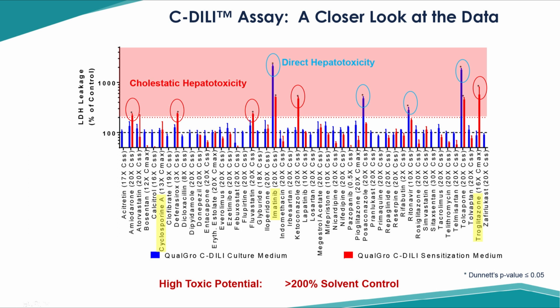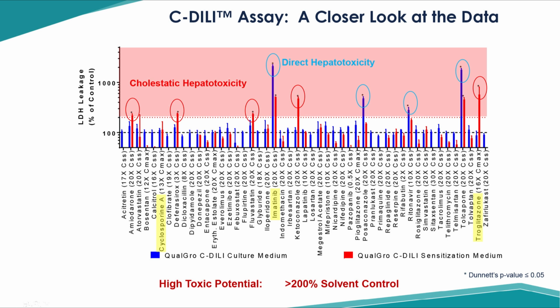This is just showing some of the data that we typically get from a C-DILI study, all the control data for that. Again, we do this in our normal culture media and in our sensitization media. We also generally use a concentration that's higher than the systemic concentration, because most of these drugs are administered orally, and we're trying to account for the higher portal vein concentrations. So we'll usually go 10 to 20x of the systemic Cmax or steady state concentration.